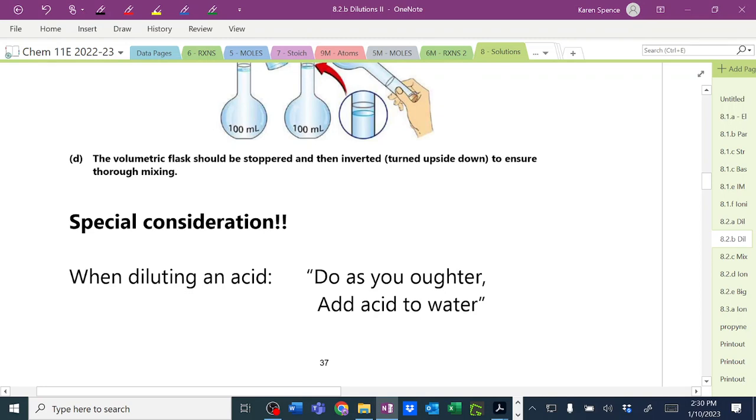Water has a high heat capacity. It is able to absorb all that extra energy. So if you have a lot of water there first, even if it's exothermic, the water will heat up, but it won't actually boil, okay? So you're going to do as you ought to. Do as you oughter, add acid to water.